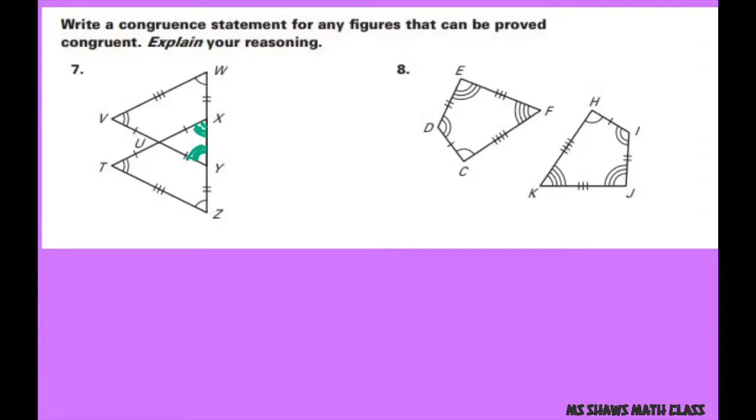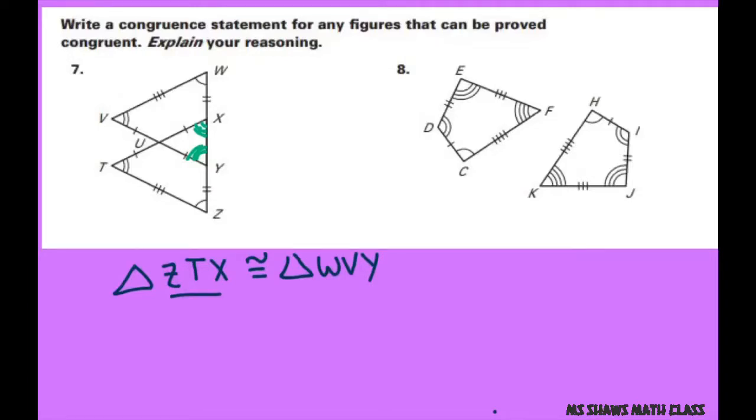So since everything's accounted for, all corresponding sides and angles are congruent, we can write that triangle ZTX is congruent to triangle WVY. And I make sure I put everything in order.